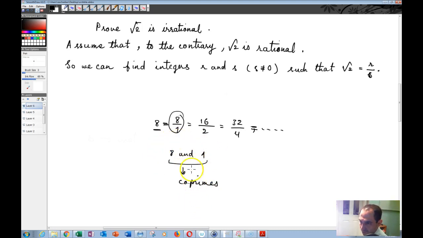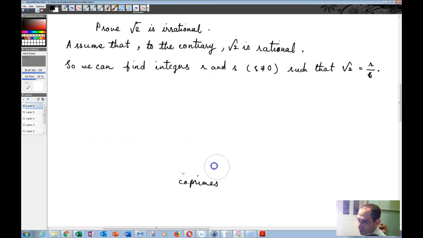Meaning that they have no common factors except for 1. So now I want this fraction, the two numbers in the numerator and denominator, to be actually coprime, because first of all, it makes things a lot simpler, but there has to be some other reason that I might tell you in the process, and right now I really don't know.